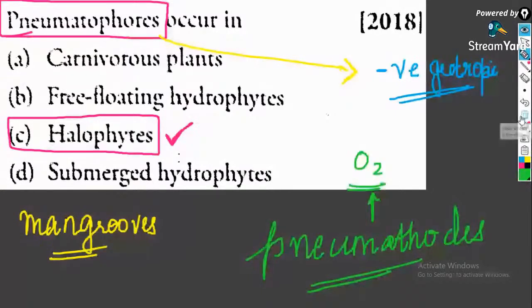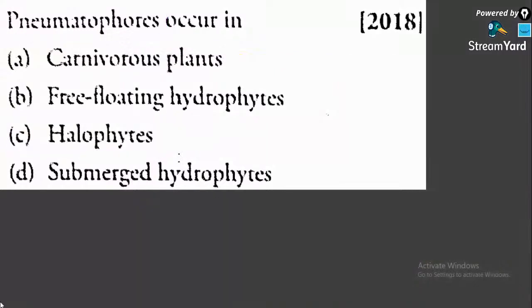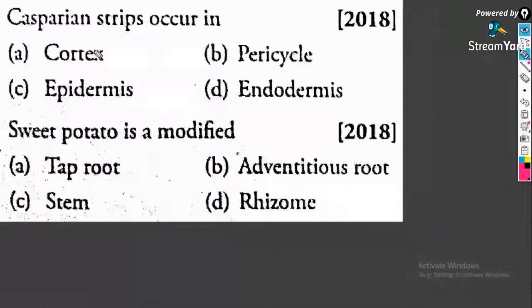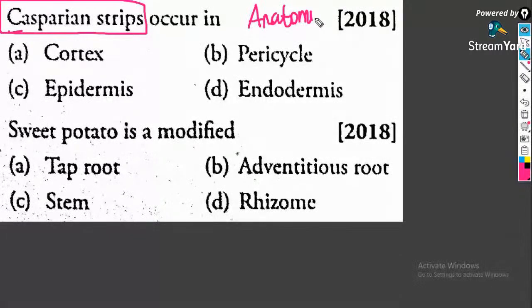Next one on the screen. Yes, two questions. Let me have the answer for the first question now. Casparian strips occur in, simple question from the chapter Anatomy. Several years repeated MCQ. Anatomy of flowering plants, at least 20 times even repeated.